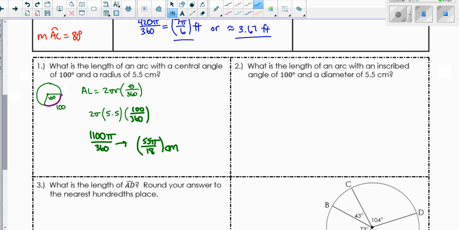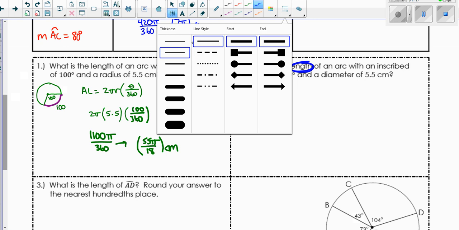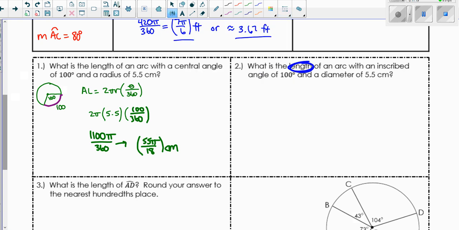Okay, let's try again. So this one says, what is the length of an arc? So again, length, not measure. What is the length of an arc with an inscribed angle of 100 degrees? So this time, my circle, I have an inscribed angle, so the vertex has to hit the circle. This is 100 degrees, which means I have to double this to make this 200 degrees. Okay, and it's got a diameter of 5.5.